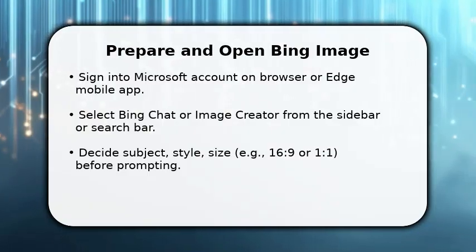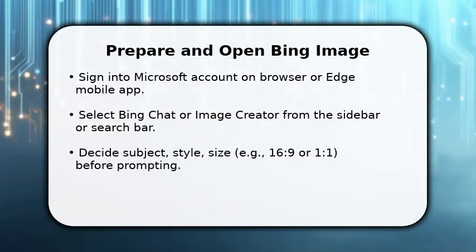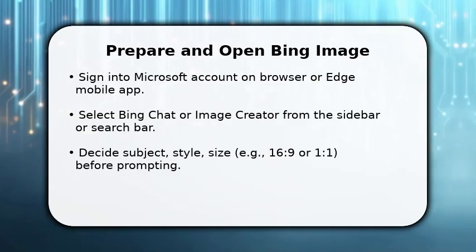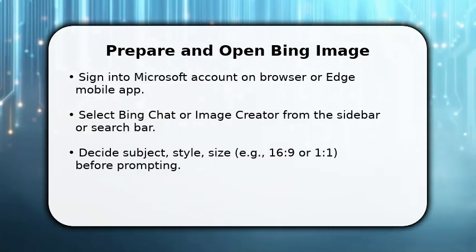You start by signing into your Microsoft account so Bing can save preferences and credits. Open Bing Chat or the image creator. This gives the AI canvas and any available settings.